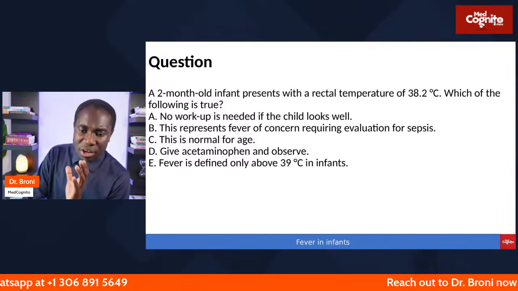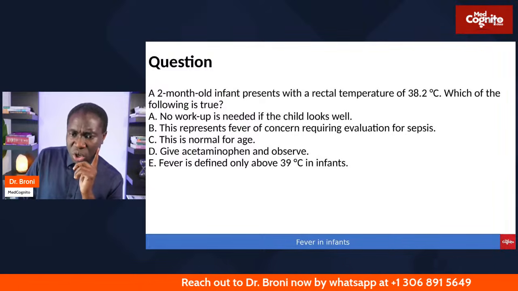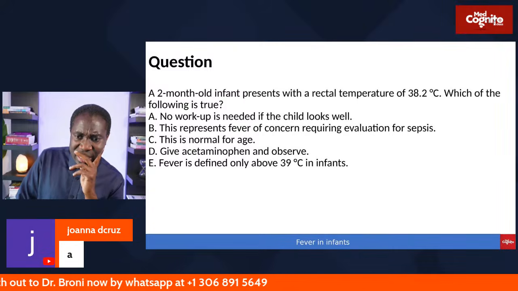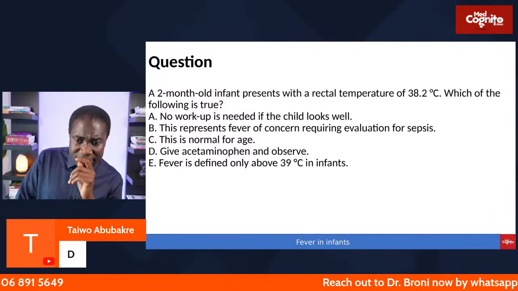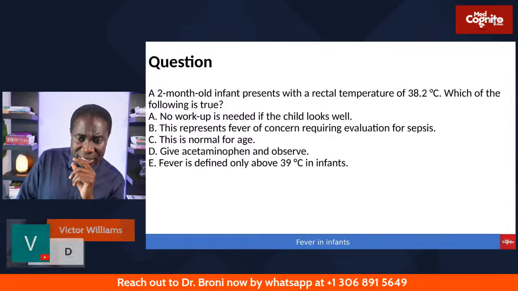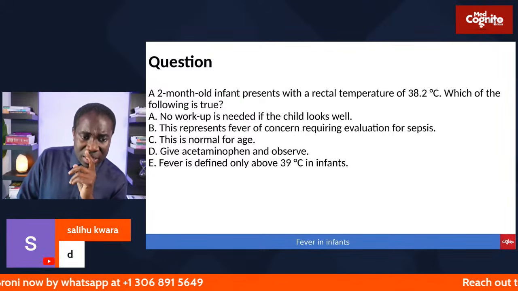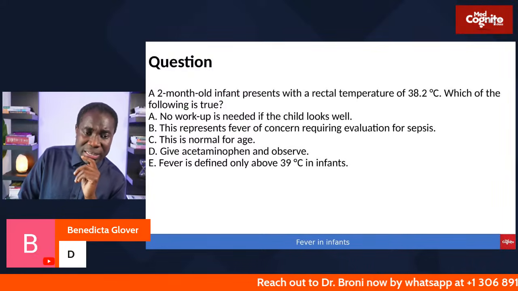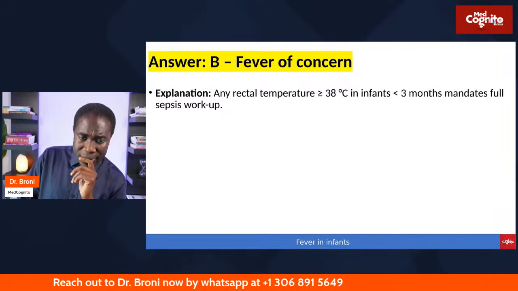So I see a lot of D's. It looks like the answers are spread all over. Dr. Benny says A. Dr. Sharika says A, Dr. Joanna De Cruz also says A. Dr. Taiwo says D. Dr. Mark Ada says this is normal for age, that is C. Dr. Victor Williams says D, give acetaminophen and observe. Dr. Salihu Kwara also says D, give Tylenol and observe. Dr. Benedicta says D, give Tylenol and observe. What's the correct answer? It is B.